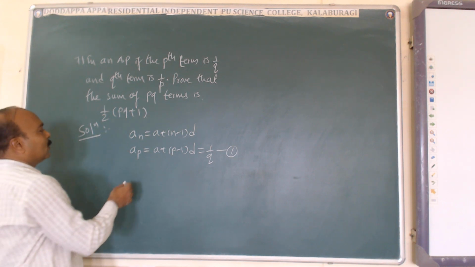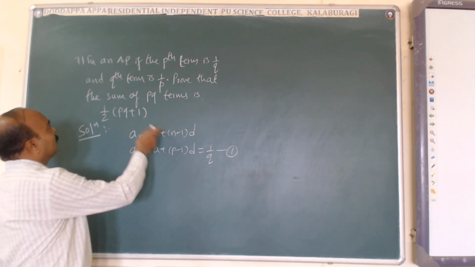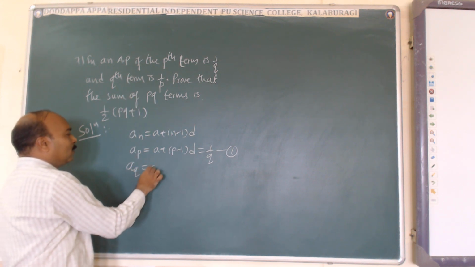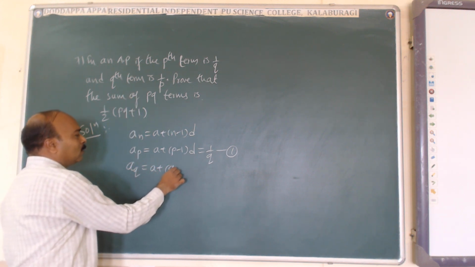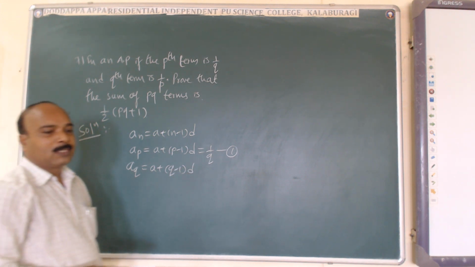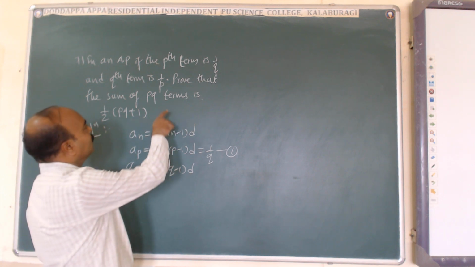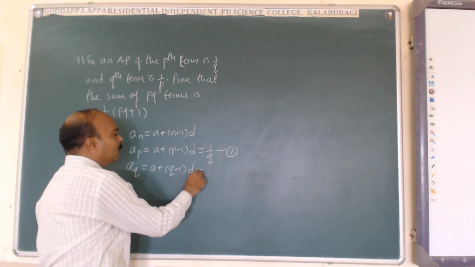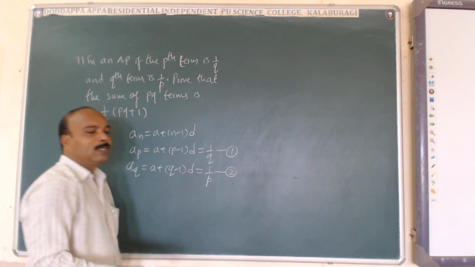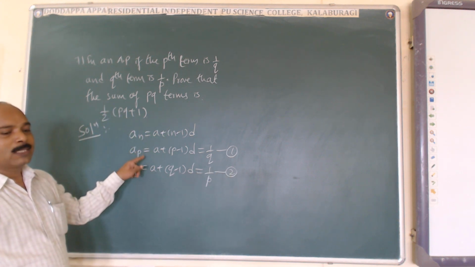Similarly, if you put p equal to q here, then you get the q-th term of the AP, that is AQ, which equals a plus q minus 1 into d. It is the q-th term of the AP, and here it is 1 by p. Write it as 1 by p. Now this is equation number 2.